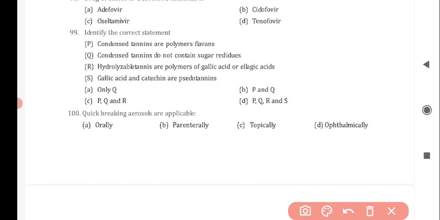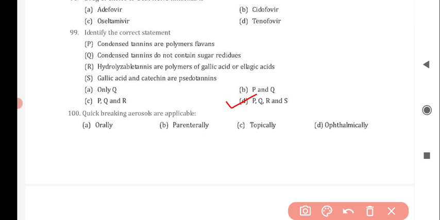Next question is identify the correct statement. P is condensed tannins are polymers of flavans. Q is condensed tannins do not contain sugar residues. R is hydrolyzable tannins are polymers of gallic acid or ellagic acids. S is gallic acid and catechin are pseudotannins. So the correct answer for this is option D, that is P, Q, R and S, that is all the statements are correct.